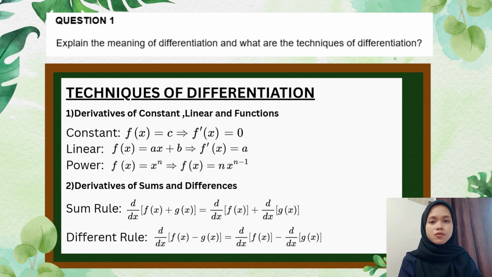Secondly, derivative of sums and differences. When we differentiate a sum of two functions, we just differentiate each part. For the sum rule, the derivative with respect to x of f of x plus g of x equals the derivative of f of x plus the derivative of g of x. The same idea applies for the difference rule. The derivative with respect to x of f of x minus g of x equals the derivative of f of x minus the derivative of g of x.